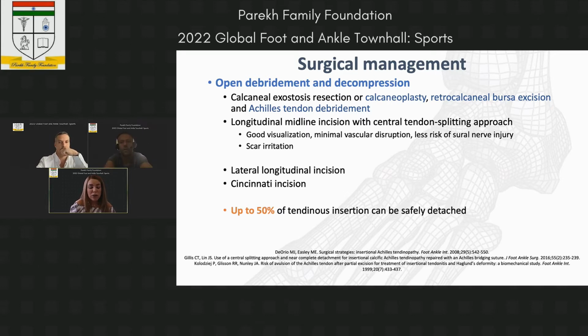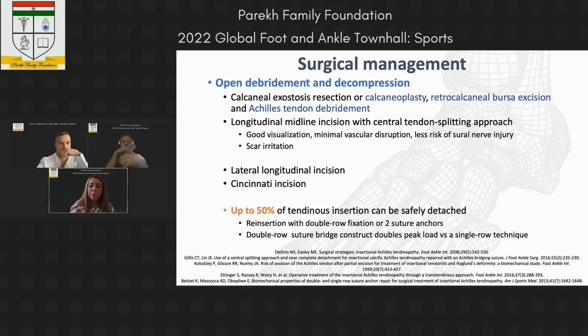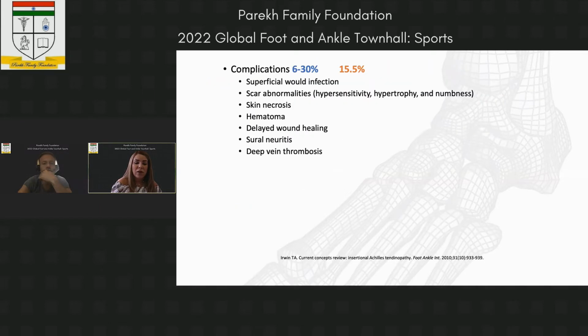It's better to try not to detach any of the tendon if you can, but if you have intratendinous calcifications or a lot of osteophytes, you can detach the tendon, but up to 50% is what is safely tolerated. After that, you have to do the reinsertion. You can do either double row fixation or 2 suture anchors, but double row suture constructs double the peak load versus single row. They also allow early post-op weight bearing as soon as 10 days compared to just a single anchor.